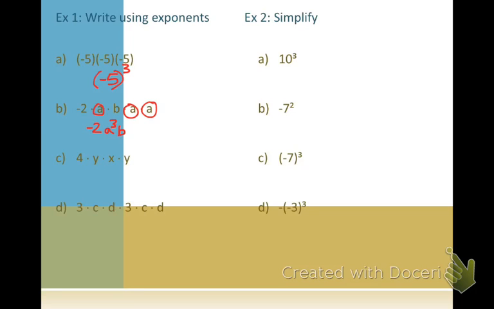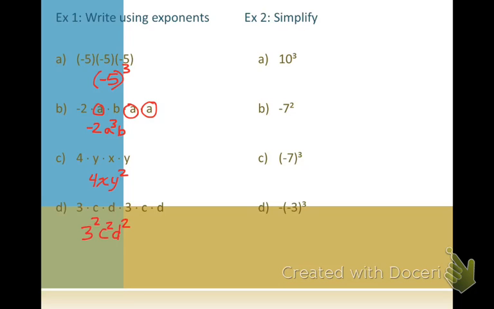Start with a number first. There's 4. 4 is only written once. And then alphabetically X goes next. How many X's? Only 1. And then Y. How many Y's? There are 2. D. Check and see. There's a 3. How many 3's are there? There are 2 of them. And then alphabetically, there's no A's or B's, but C's. How many are there? There are 2 of them. D's. How many are there? There are 2 of them. And that is how you do exponents with variables also.